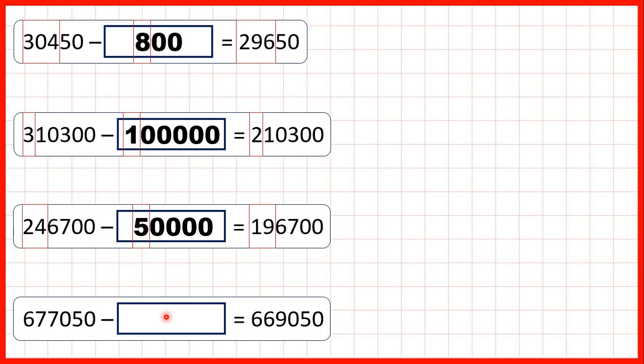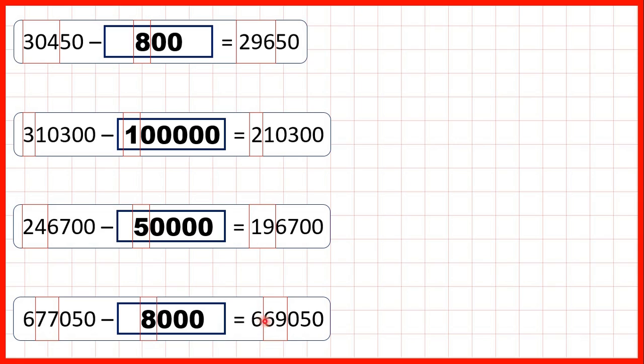677,050 minus what is 669,050? Well, here we can see that both our 10,000s and thousands digits have changed. 77 has changed to 69 in the digits that we've circled. Now 77 minus 8 is 69, but we can see that our hundreds, tens and ones have stayed the same in our answer. So that means 8,000 has been subtracted.